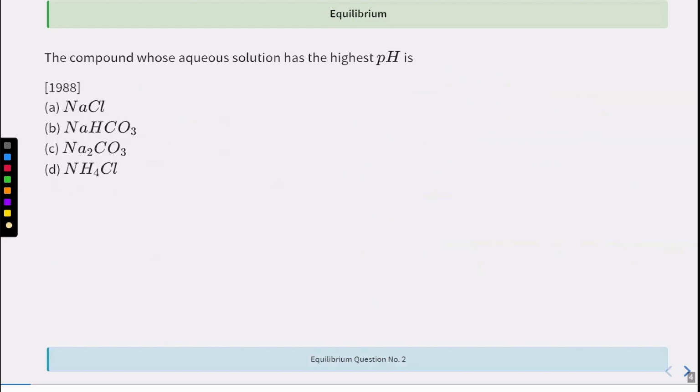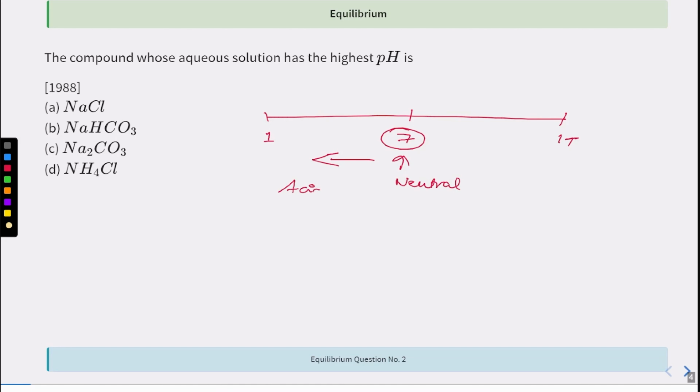Next question: the compound whose aqueous solution has the highest pH is. Now, if we talk about the pH scale, right? The pH scale starts from 1 and goes all the way to 14. In the middle, we get 7, and 7 is considered to be the neutral point, right? Towards its left, we consider everything to be acidic, and towards its right, we consider everything to be basic.